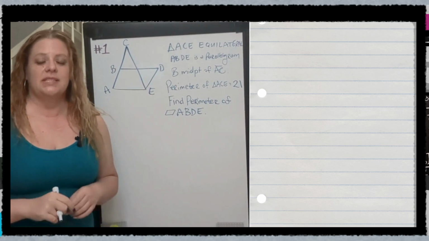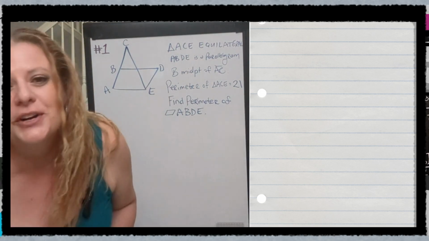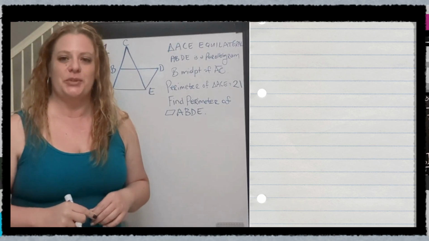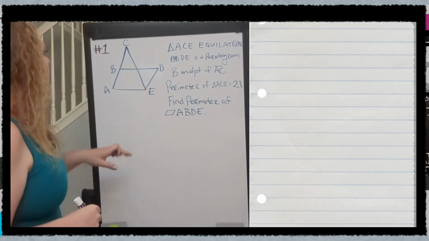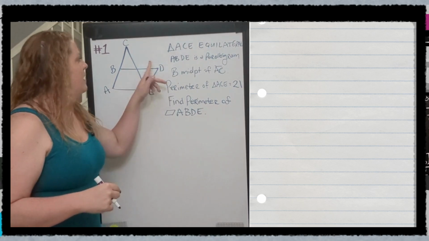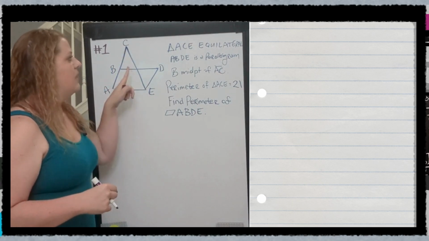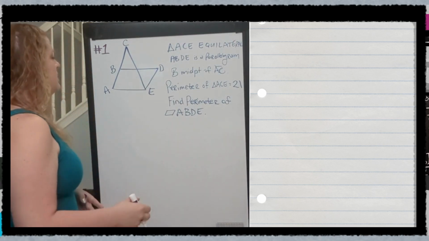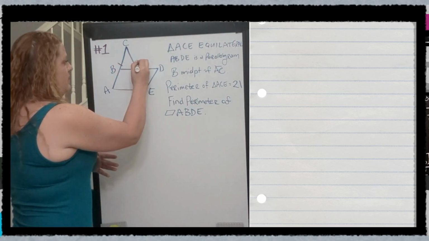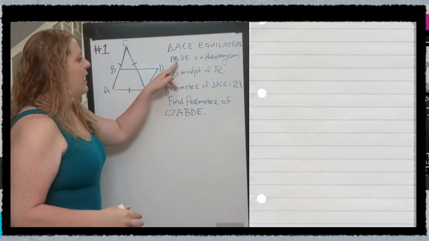Number 1, this is the Apple Route Study Guide, pages 430, 31, 32 on the PDF version of the Apple Route ACT Study Guide. Okay, this is number 1. We have a triangle ACE. They tell us that triangle is equilateral. So that means all three sides of the triangle are equal to one another.